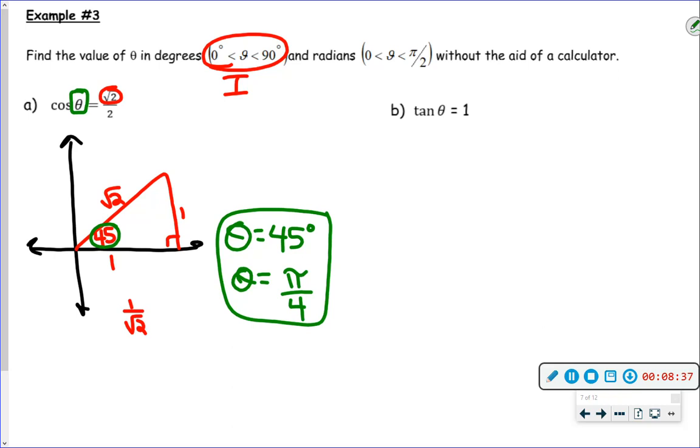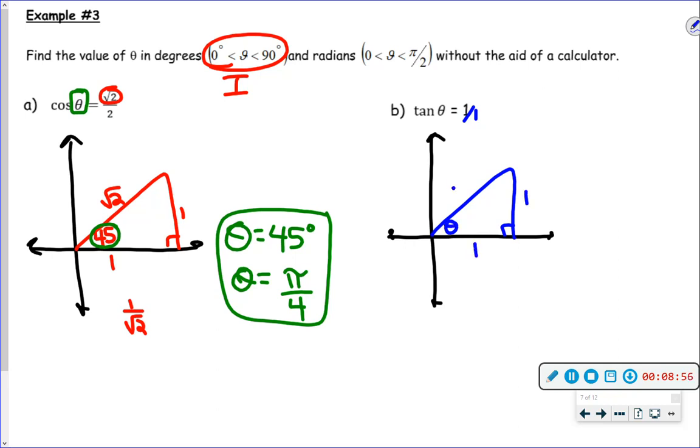So this time they're asking you to figure out the angle measurement. So you're going to have a lot of 30, 60, 45 answers. All right, still in quadrant 1, so let's get our triangle drawn. Okay, tangent is 1 over 1, so let's pretend we don't know what this is: opposite, adjacent. So my hypotenuse would be root 2. Again, we're on the 45, 45, 90 triangle, so my angle is 45 degrees again, and pi over 4 in radians.